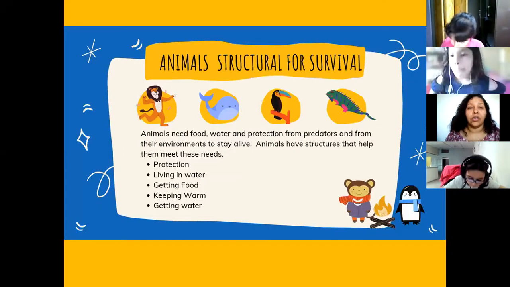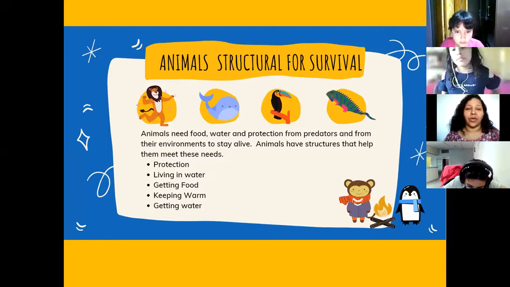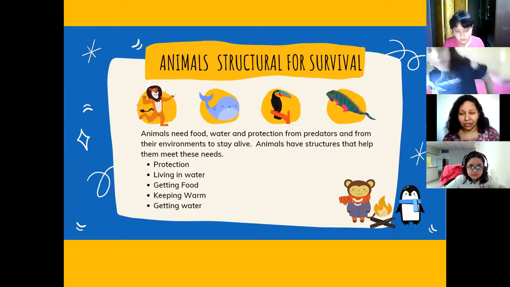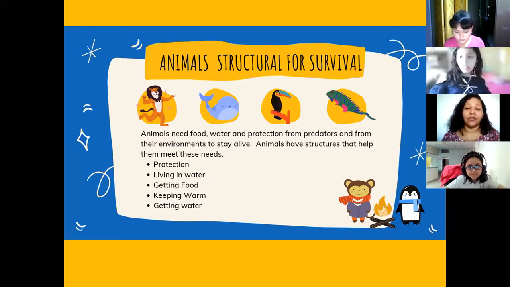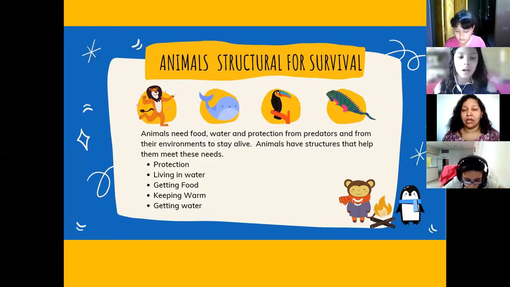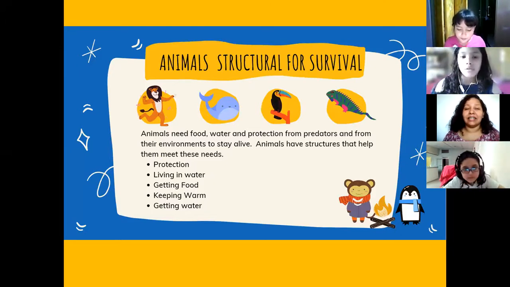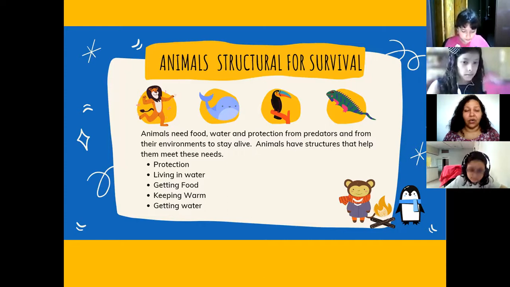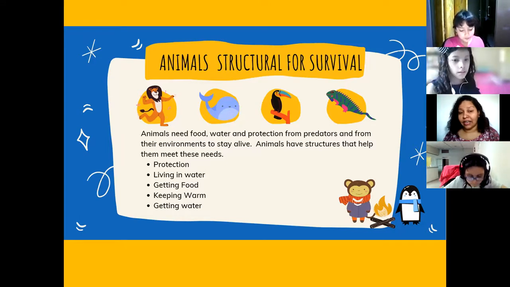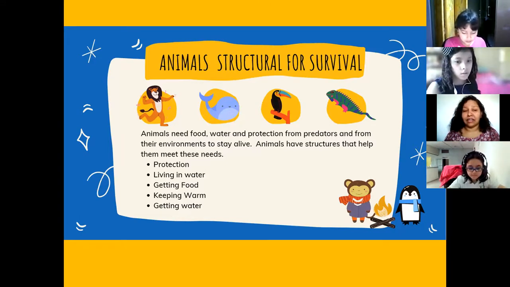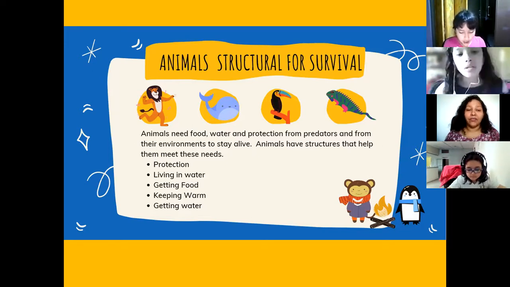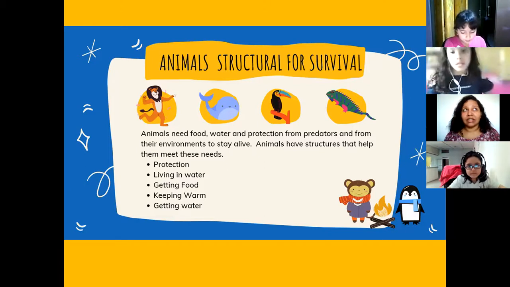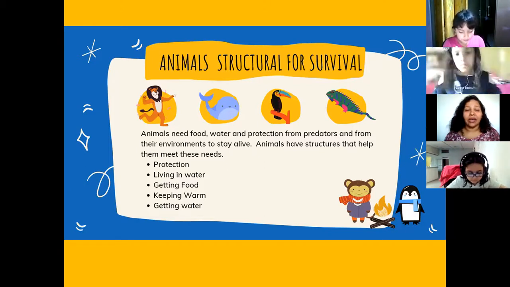So here we go. What is an animal's structure for survival? Well, we are going to focus on animals, okay? Animals need food, water, protection from predators, and from their environment to stay alive. Animals have structures to help them meet these needs. These are the basic needs that every animal has. So protection, living close to water, right? When I say living in water, it means they need to live in a place that is close to water. Then getting food, keeping warm or cool, and getting water.